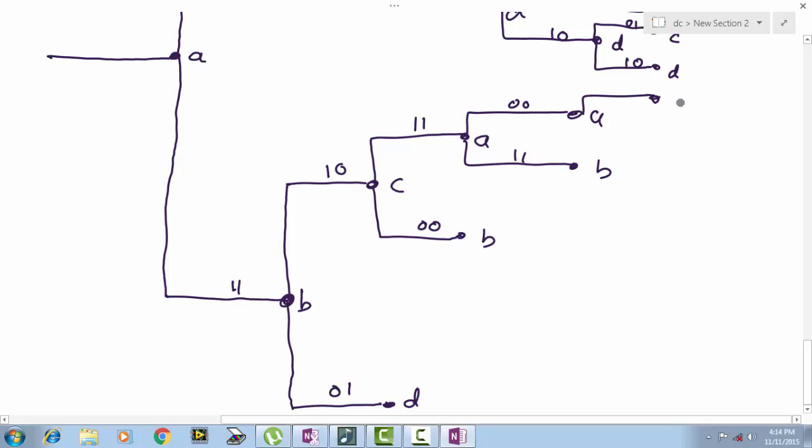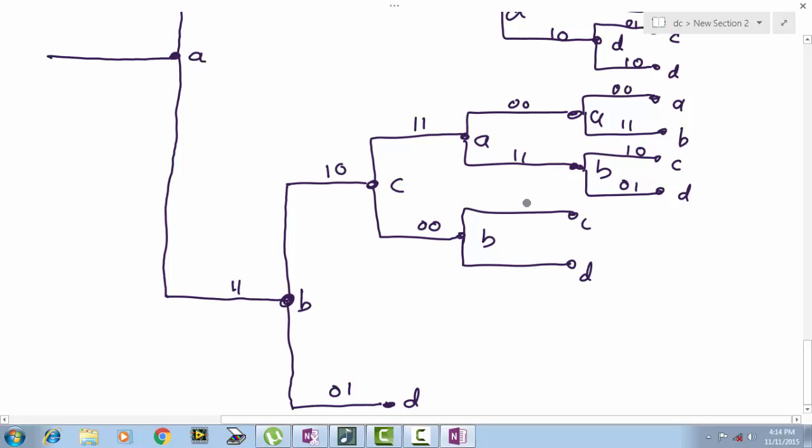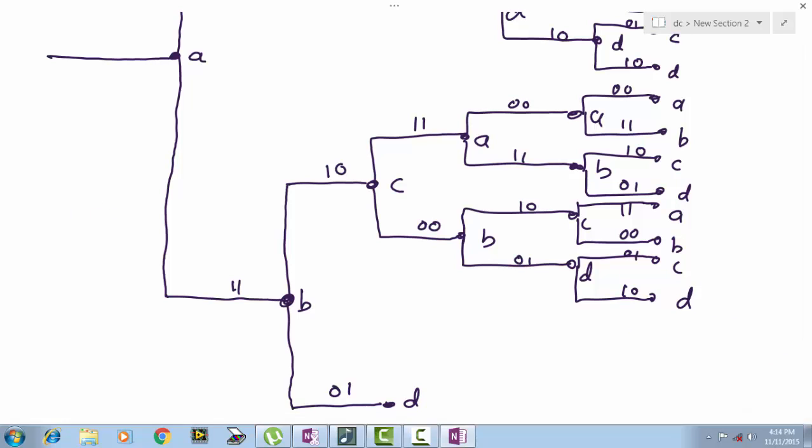When we are in A, we move to A and B, which is 0 0 and 1 1. When we are in B, we move to C and D, which is 1 0 and 0 1. When we are in C, we move to A and B, which is 1 1 and 0 0. When we are in D, we move to C and D, which is 0 1 and 1 0. Okay, in a similar manner, let us complete this one also.